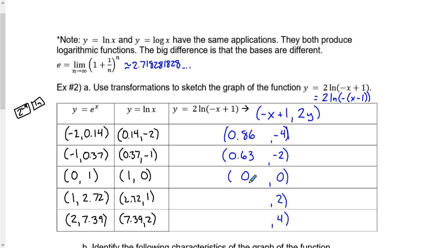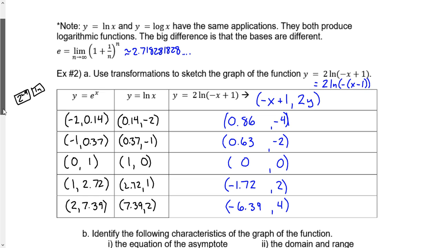E to the power of 1 is that 2.7, multiplying by that -1, and adding 1 is -1.72. And e to the power of 2, multiplied by the -1, add the 1, I get -6.39. I guess none of these points would have actually changed if I didn't use those. And it doesn't hurt to know how to do math.